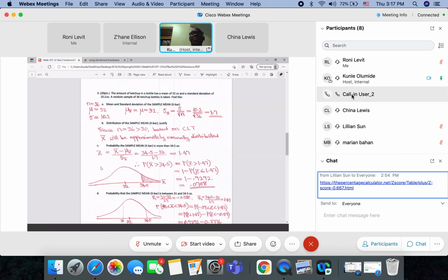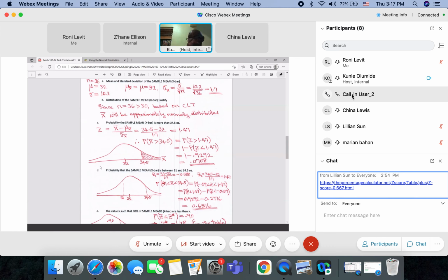How about C? The way I lined it up was probability of X bar greater than 34.5 equals 1 minus probability of X bar less than 34.5. And then from there, I did 34.5 minus 32 divided by 1.7, and I got 1.47. So then I did 1 minus the probability of Z less than 1.47, and I got 0.9292, but I had to subtract that from 1, and that's how I got 0.0708.